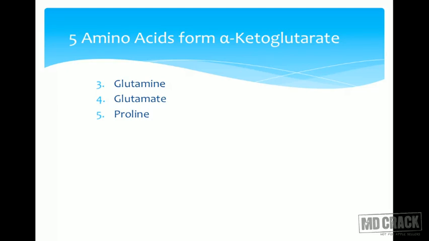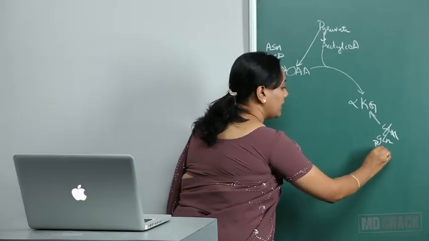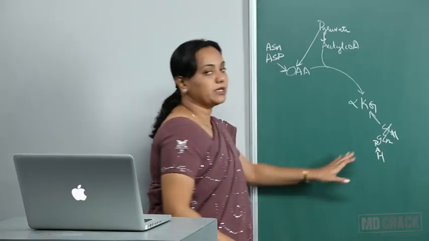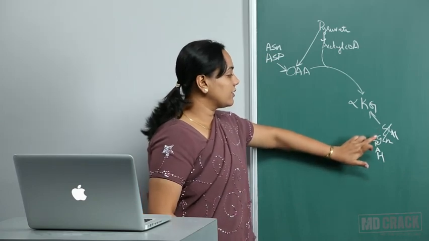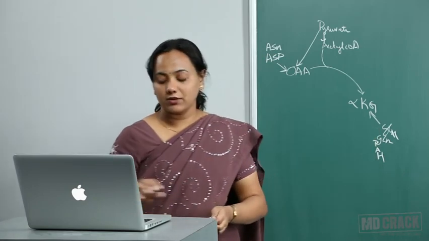The other amino acids, I have just listed down here, include proline. Proline can form, arginine can form, and histidine can form alpha-ketoglutarate. We have to remember them. So you have got proline, arginine and histidine, PAH. So glutamate, glutamine, and these are the other amino acids.